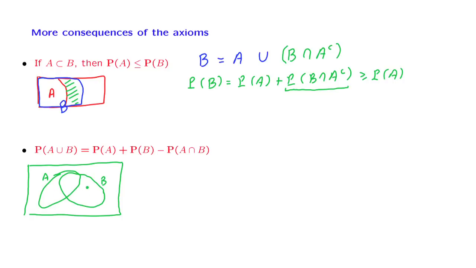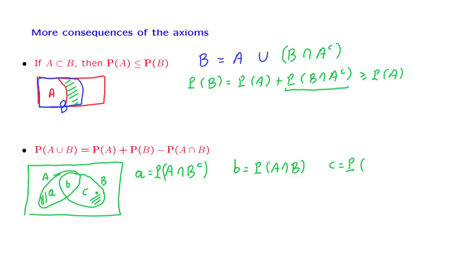Now, the union of A and B consists of three pieces. One piece consists of those elements of A that do not belong to B, so they belong to B complement. This set has a certain probability, let's call it little a, and indicate it on this diagram. Another piece is the intersection of A and B. It has a certain probability that we denote by little b. This is the probability of A intersection B. And finally, there's another piece, out here, and that piece has a certain probability little c.